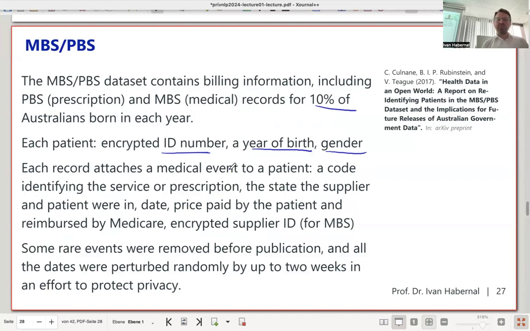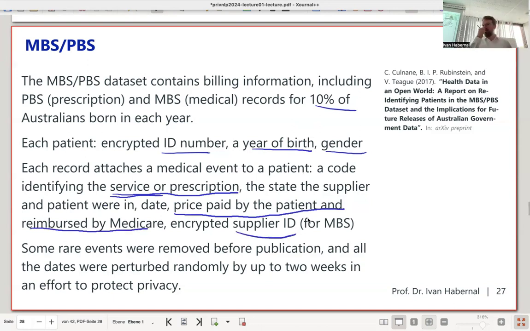And then for each of them, we have medical events for the patient: the prescription or the service. So if you got sick with something, everybody will know the supplier, the patient, the date, the price paid by the patient, what was reimbursed by Medicare, and also who did that. So some sort of medical history. Maybe it's not a full medical history, but it's pretty bad if somebody finds out about you.